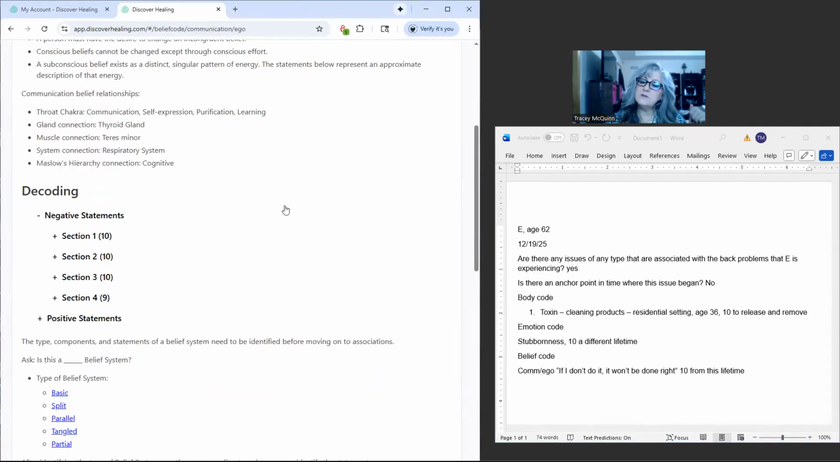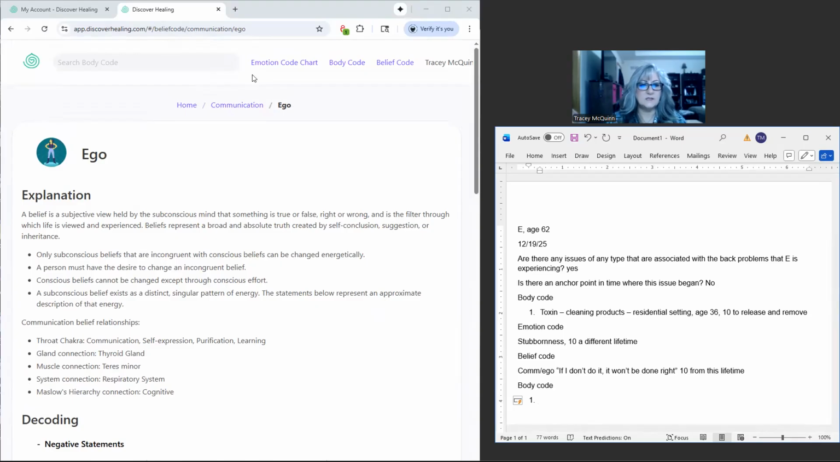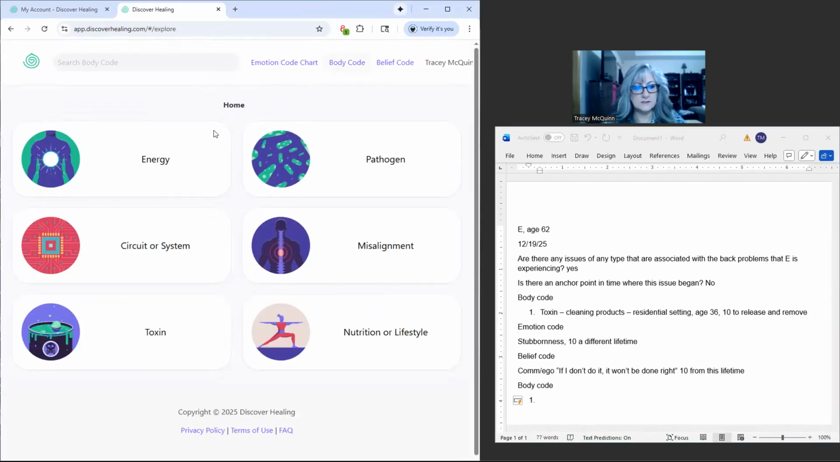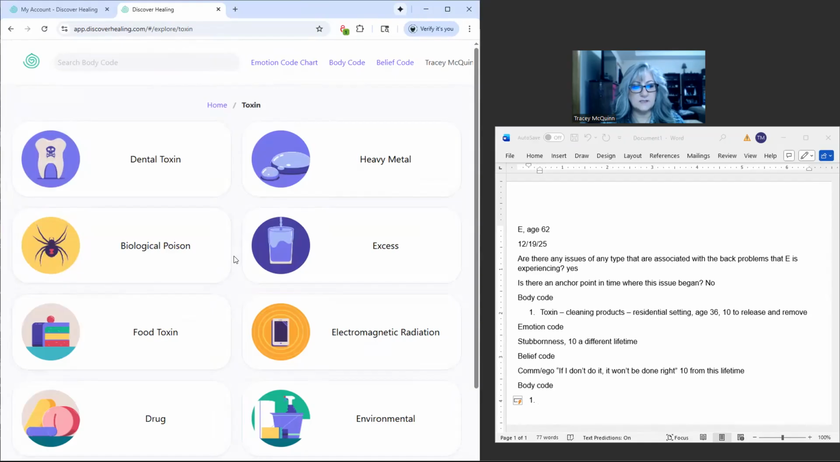All right, are we staying in the belief code? Are we moving to the emotion code? Back to the body code? Okay, so body code it is. Okay, so left side is energy, circuit or system toxin. And you don't see me testing off screen here necessarily. Sometimes you might. Is it left side, right side, heavy metal, excess electromagnetic?